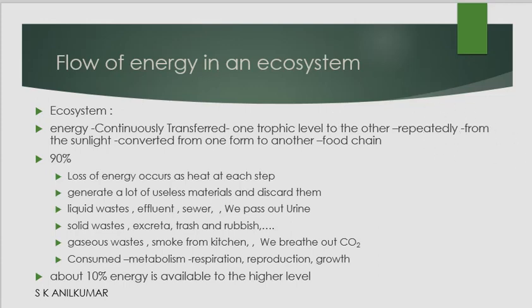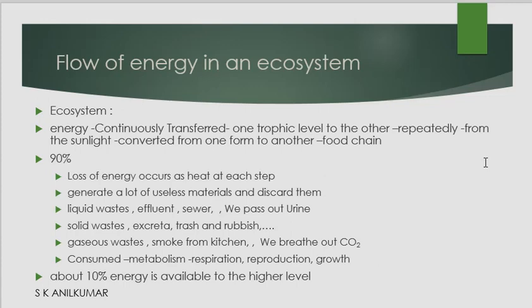But actually, where is it coming from? All the energy is coming from the sunlight, and this energy from the sunlight is repeatedly transferred in the food chain, converted from one form to another and given to the next trophic level in the ecosystem. Of this, 90% of the energy is consumed or used or wasted. Only 10% is available to the next higher level.